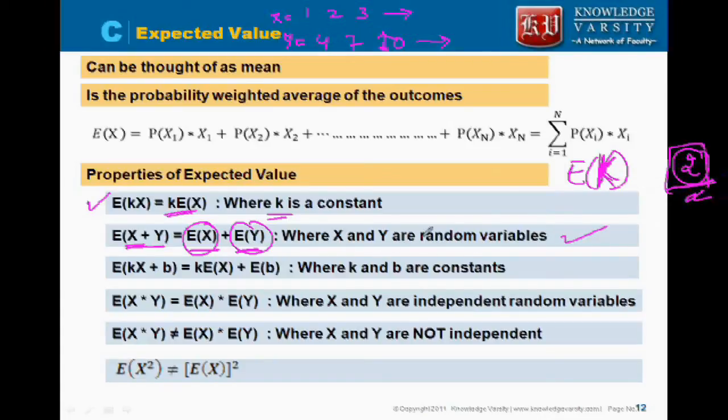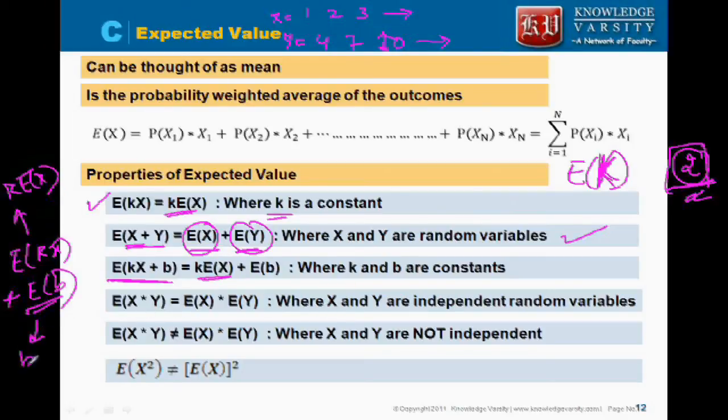Now I have to find the expected value of kx plus b. I can write this as the expected value EkX plus Eb. Now we know that EkX is k times EX, so we have k times EX. Eb, we know, is b, so I can write it as b. So the expected value of b is b.